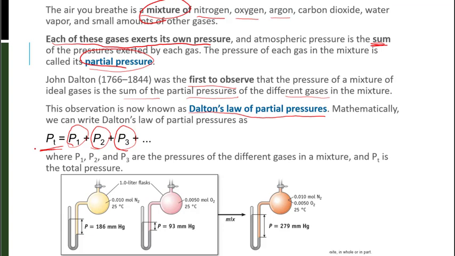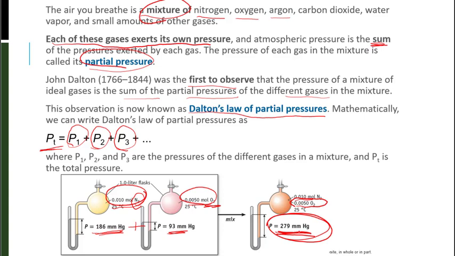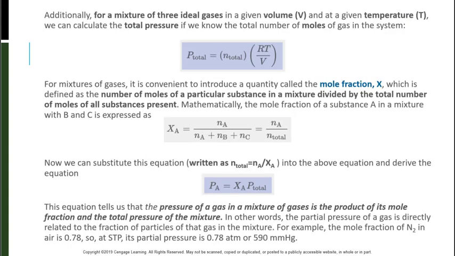Here's a little picture example. I have nitrogen in this container exerting a pressure of 186 millimeters of mercury. I have oxygen in this container exerting a pressure of 93 millimeters of mercury. And when I mix the two together, my 0.01 moles of nitrogen from there and my 0.0050 moles of oxygen, I just add up those two pressures. 186 plus 93 would give me 279 millimeters of mercury.